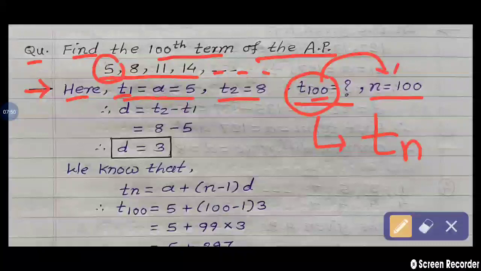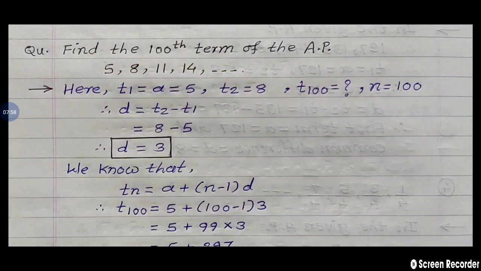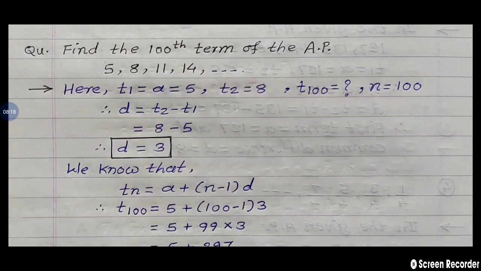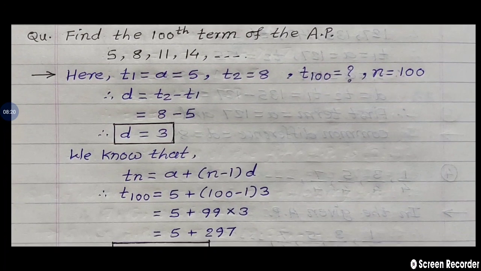Is it right? Now, the already given sequence is an AP, so one time only we find out the difference. Therefore, difference d is equal to T2 minus T1. Check there. T2 is 8 minus T1 is 5. So 8 minus 5 is nothing but 3. So we are getting the difference d equal to 3. Now we find out the 100th term.